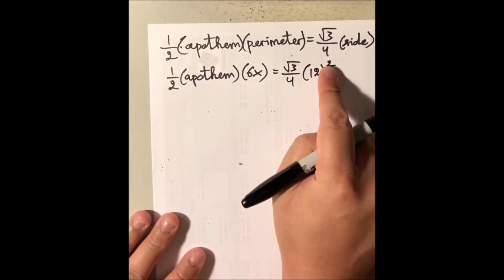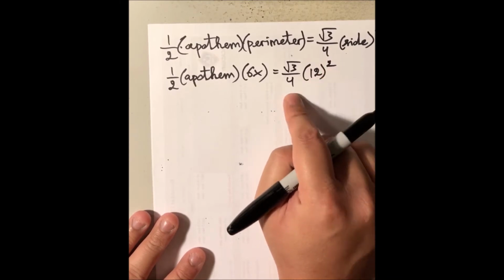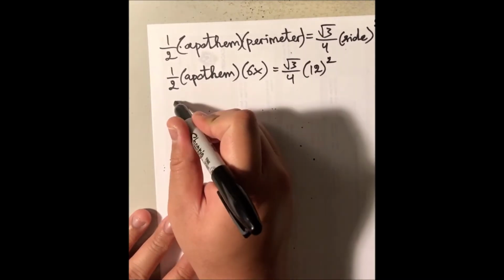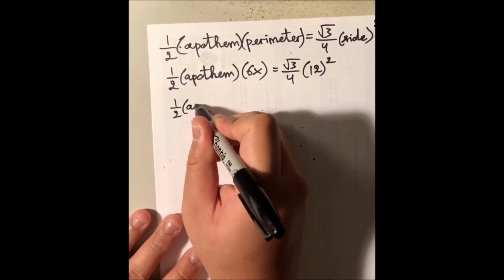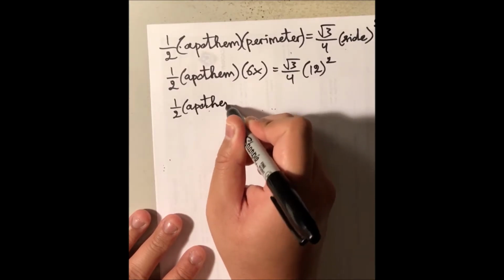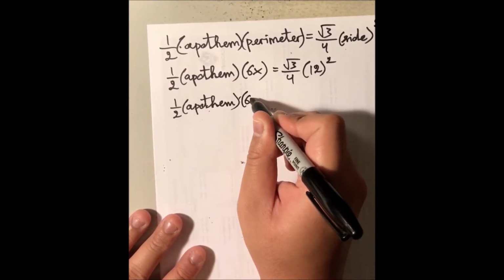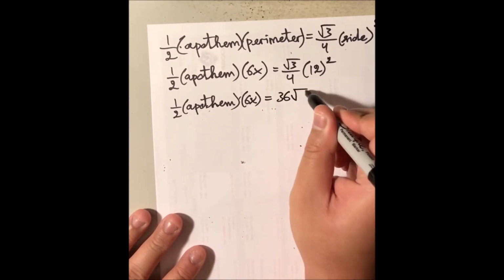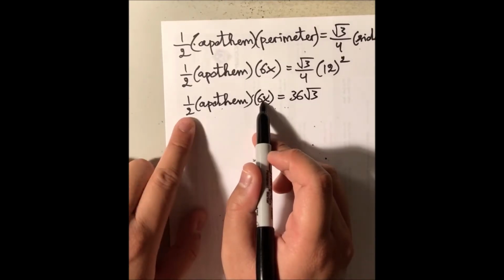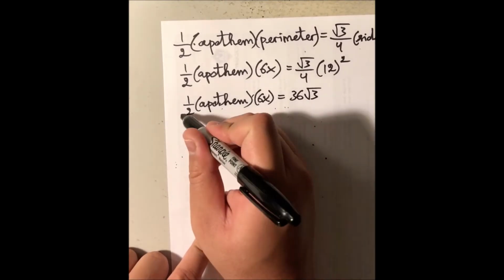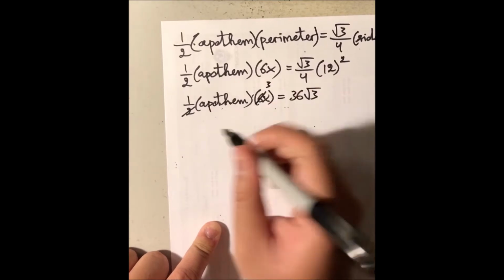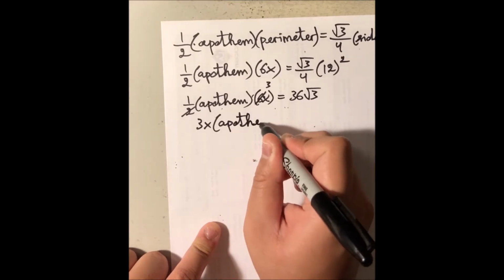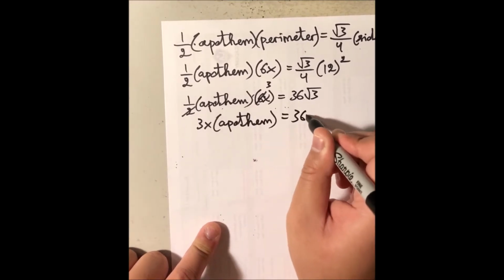Well, let's see. 12 squared is 144. 144 divided by 4 is going to give us 36. So that means we got 1/2 multiplied by the apothem multiplied by 6x equals 36 square root of 3. But at the same time, 6x times 1/2 is going to give us just 3x. So this is 3x multiplied by the apothem equal to 36 times square root of 3.